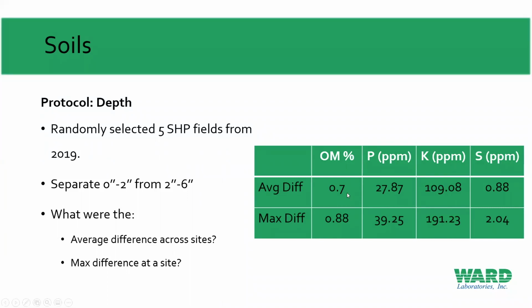soil sample? Organic matter is 0.7% with a max difference of almost 1%. Not terrible, but yeah, there's some difference. There's definitely difference there, as we would expect.